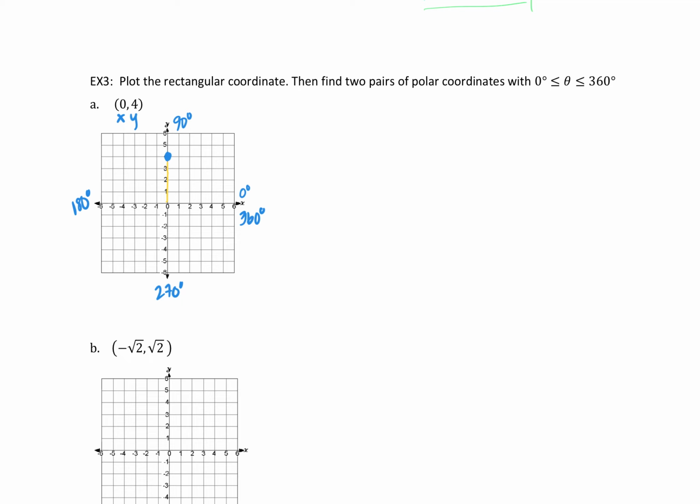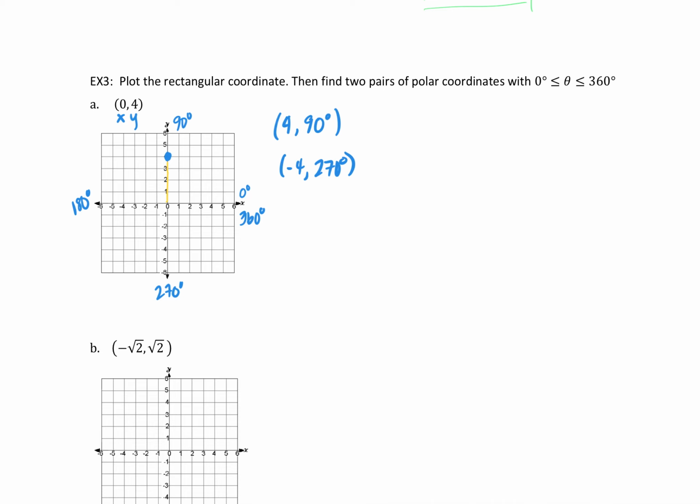So I can see that an r value of 4 and a theta of 90 degrees, that would be one point. And the other would be negative 4, 270. But that's just because this point is on the y-axis. So points that are on the x or the y-axis in rectangular form are very easy to convert to polar. However, if you were not on the x or the y-axis, you might want to use those relationships.